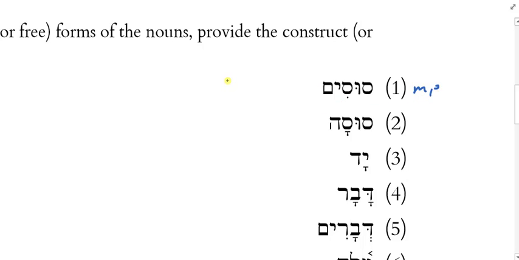First thing I have to ask myself is, is the eem ending one of the endings that changes? And the answer is yes, right? Where do my changes come? In the feminine singular, kametz he becomes pathak tav, and in the masculine plural, eem becomes ey, right? So this is going to have to become susey.